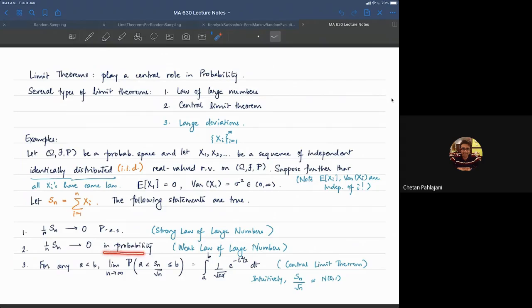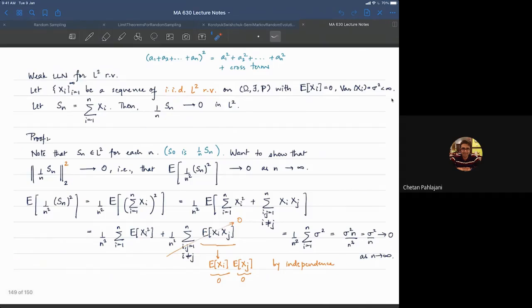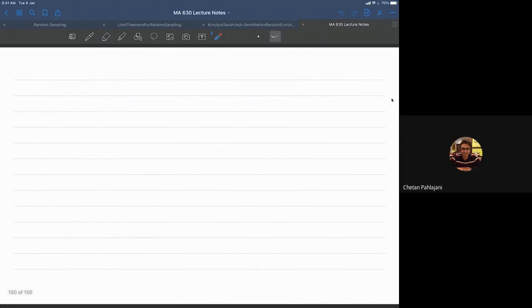If I look at a weaker type of convergence, such as convergence in probability, that would be a weak law of large numbers. And a central limit theorem involves a different type of convergence altogether. What we did last time is we saw that suppose I have x_i, i going from 1 to infinity, which is a sequence of IID L2 random variables with mean 0 and some finite variance. And I take S_n to be the sum of x_i, i going from 1 through n, then 1/n S_n goes to 0 in L2. We did this last time. And here we found that independence was an important thing that we needed.